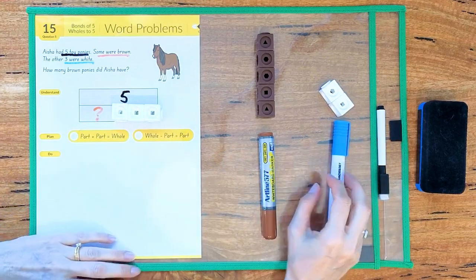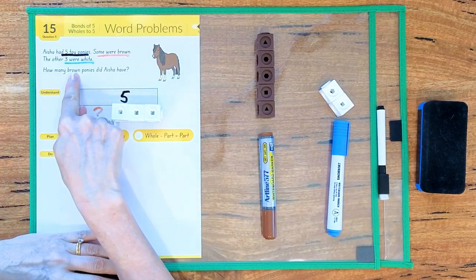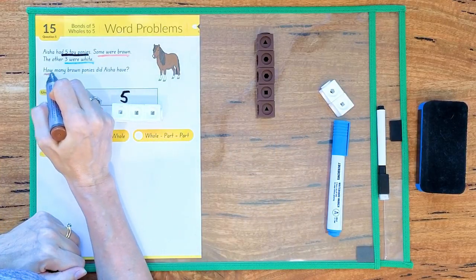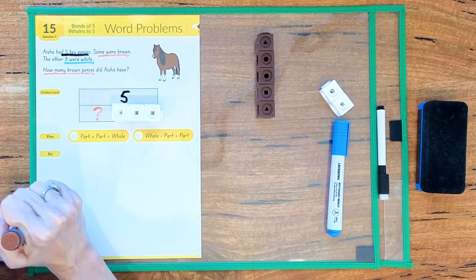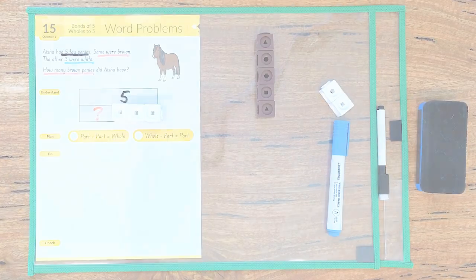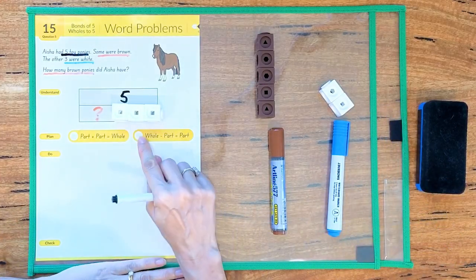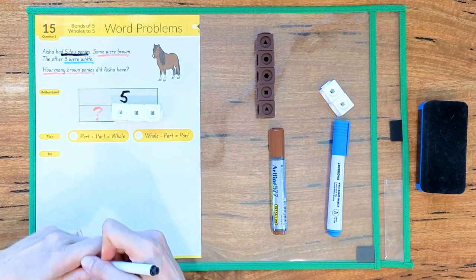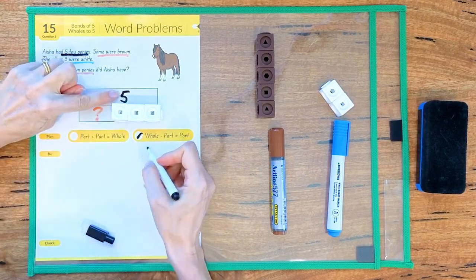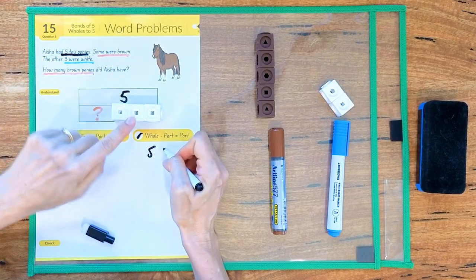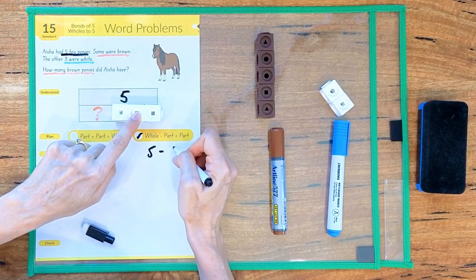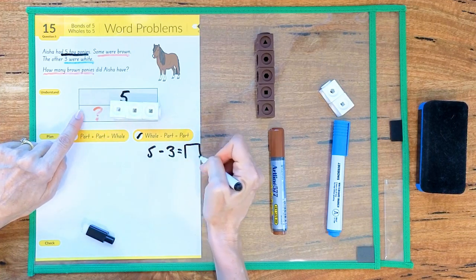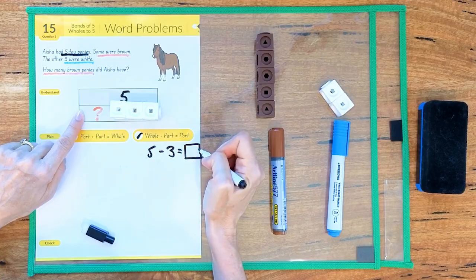And then the question is, how many brown ponies did Aisha have? So I'm trying to find out how many brown ponies. I'm going to use the plan of whole subtract part equals part. I know the whole of 5, and if I subtract the part I know, which is the white ponies, I will end up with the part that is unknown, which is the brown ponies.